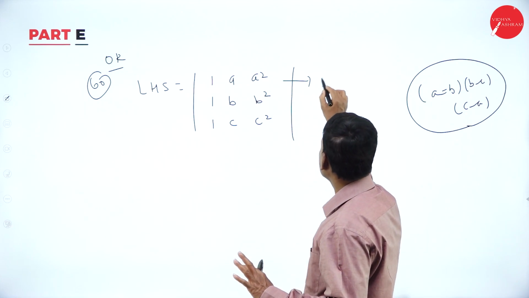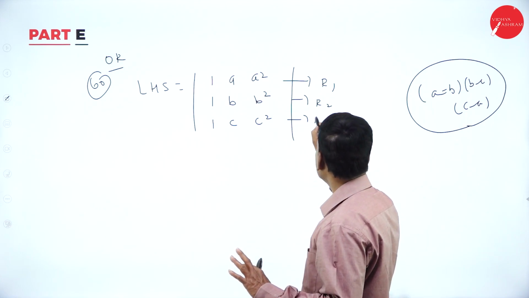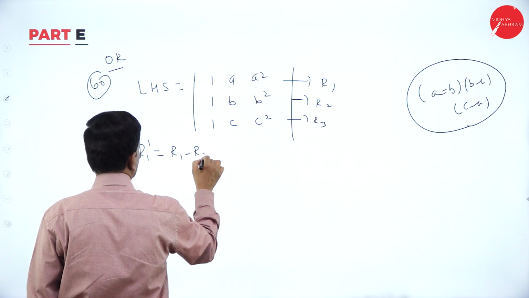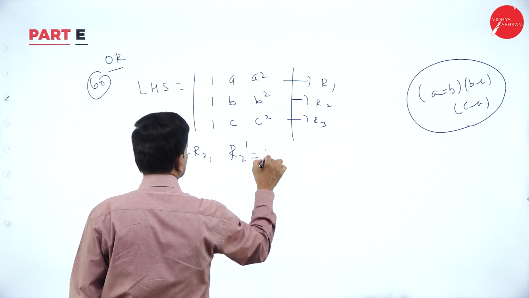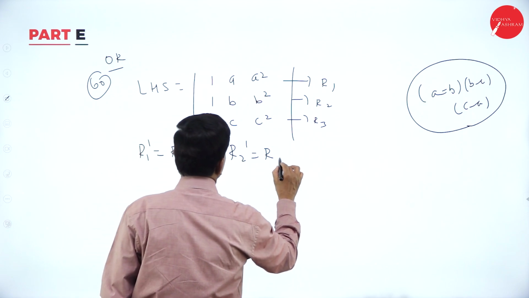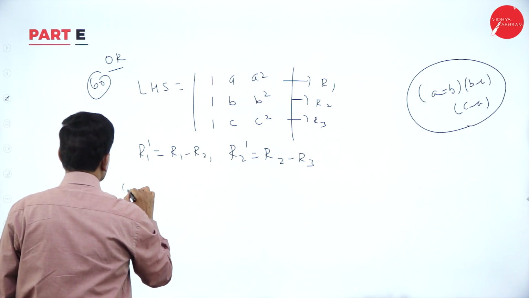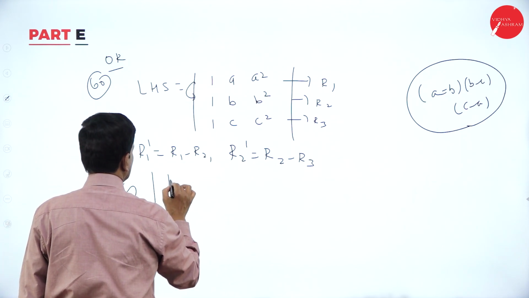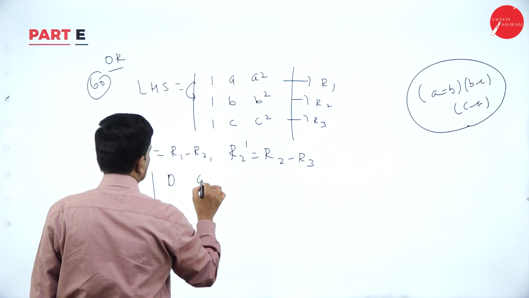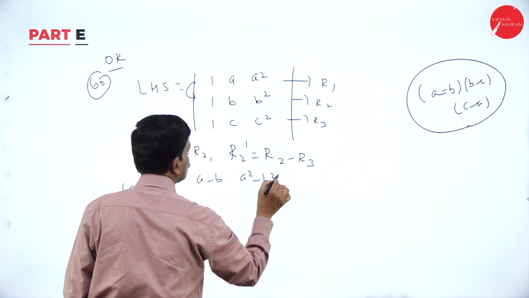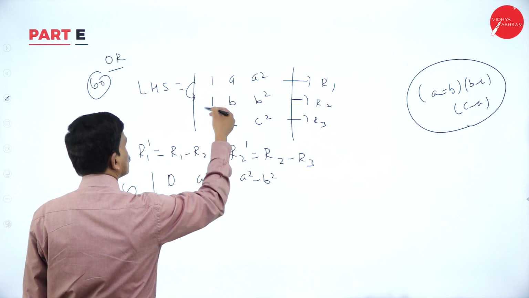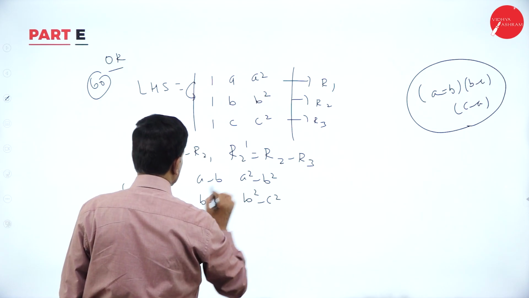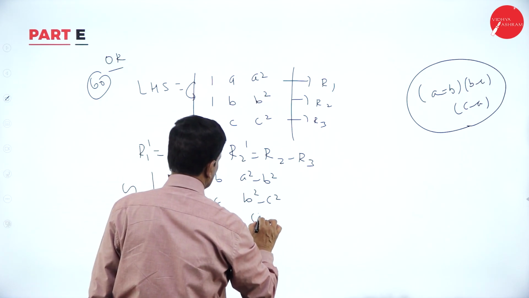Now, you know this is row 1, row 2 and row 3. Let us take R1 dash is equal to R1 minus R2 and similarly R2 dash is equal to R2 minus R3. So, this becomes R1 minus R2. Subtract these two: 1 minus 1 is 0. Then you will get a minus b, a square minus b square. R2 dash is R2 minus R3: 1 minus 1 is 0, then b minus c, b square minus c square. And the third row, 1, c, c square as it is.